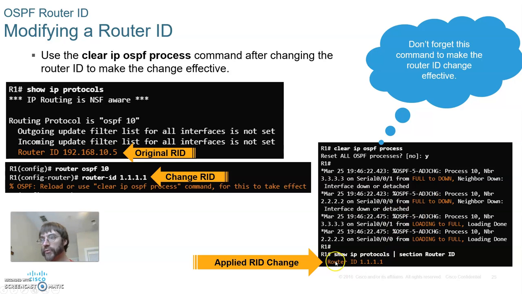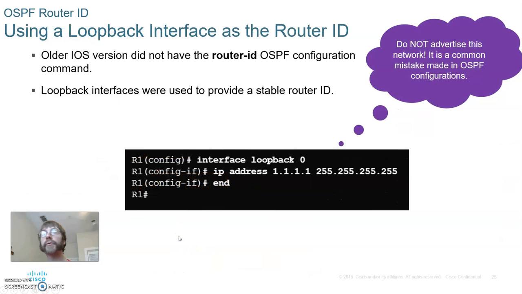Now, which is what we're going to talk about next. In the old days, there was no router ID command, so you had to use a loopback interface to provide a stable router ID. Basically, you do something like interface loopback 0, IP address 1.1.1.1 with a mask of /32. Now, do not advertise that network. Don't really use that network for anything. It's not a destination network. It's not there to be pinged, nothing. All you really want to use it for is that router ID selection process.